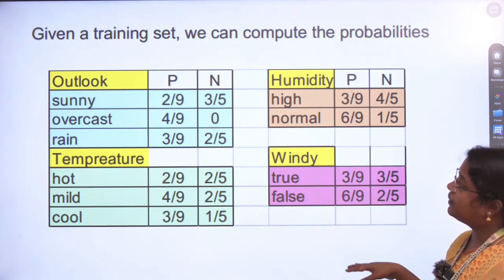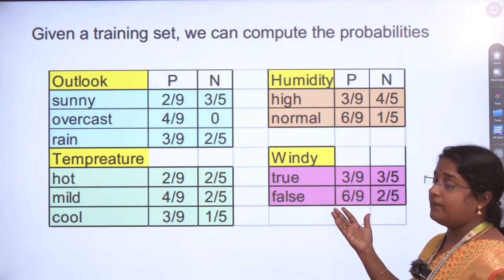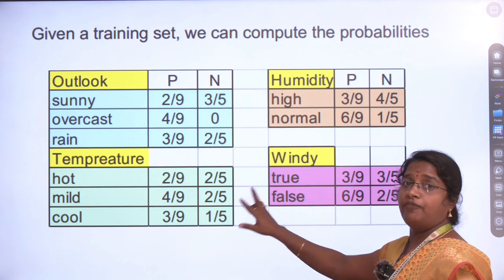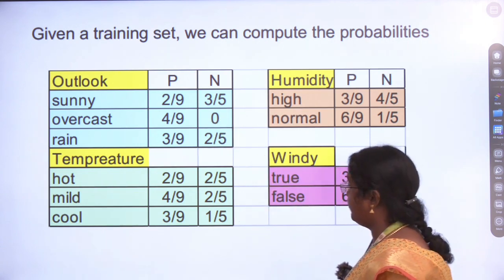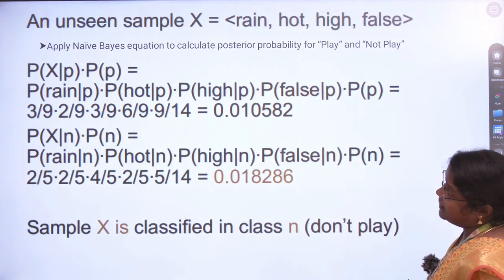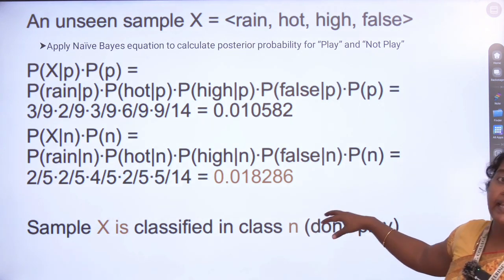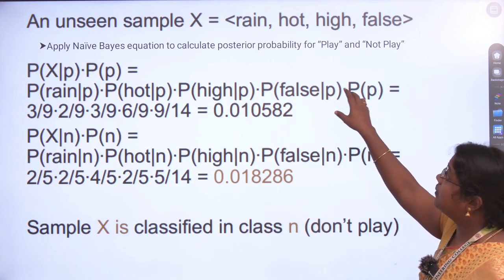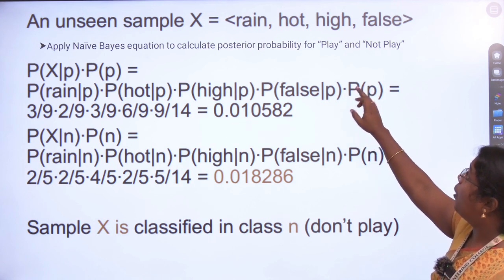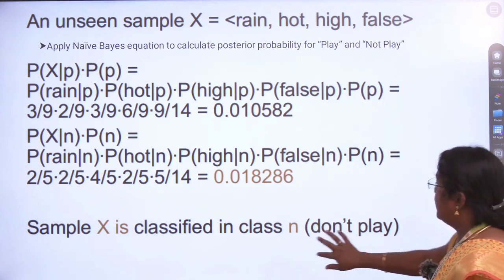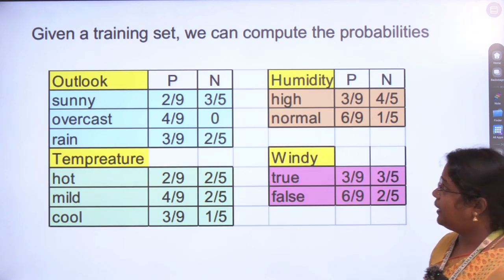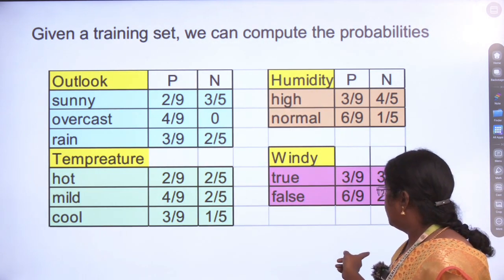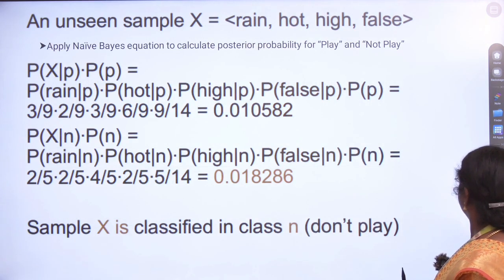So this is a simplified version of the previous table. This table contained all the input features with the probability for both classes, the present and not present class. Suppose we are taking an unseen sample X. We can see the input features are rain, hot, high and false. As we know, the dataset contains the input features outlook, temperature, humidity, windy.